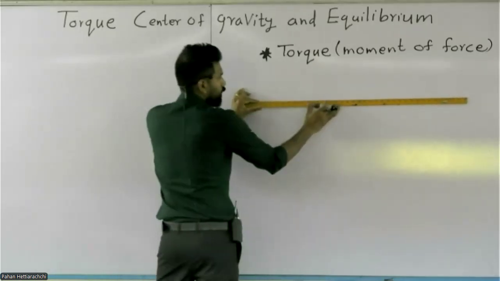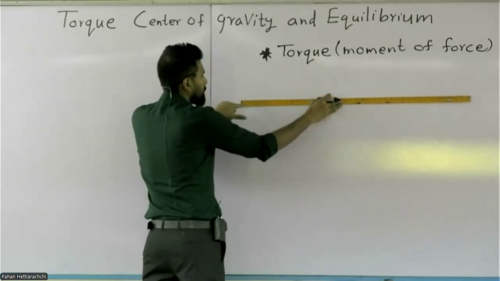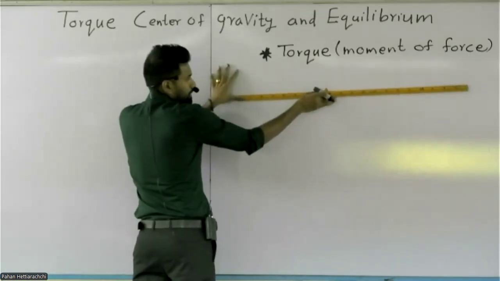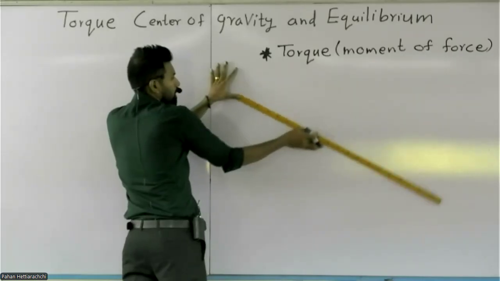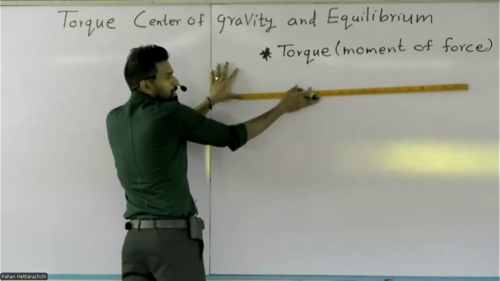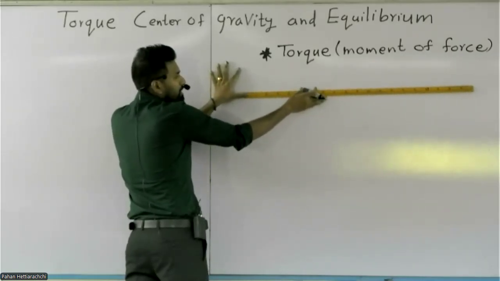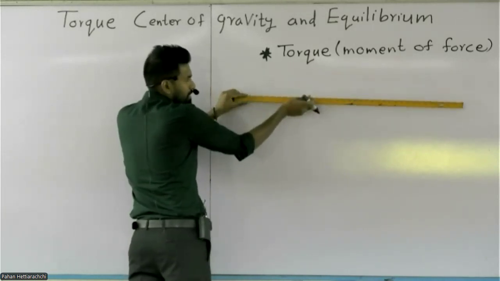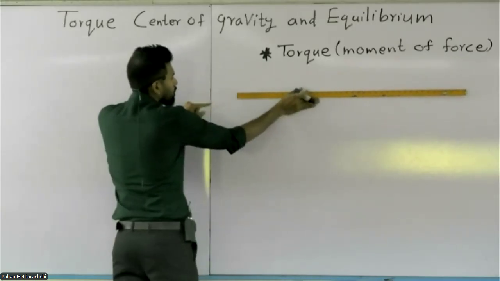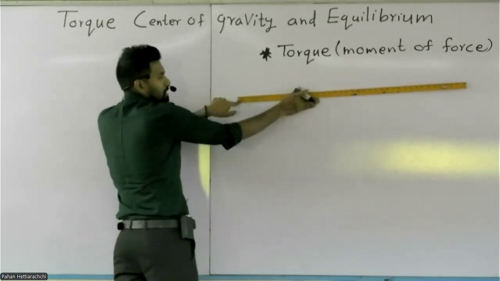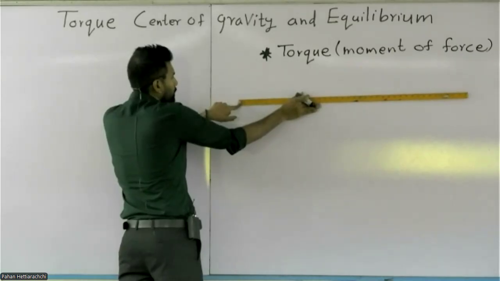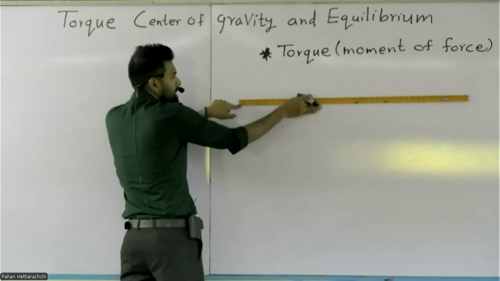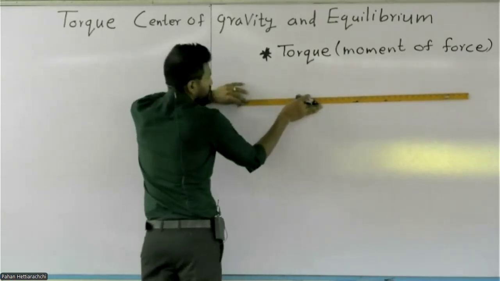Now, I have taken a meter ruler and this meter ruler is pivoted from this point. Let's assume that this meter ruler is pivoted from this point. What is pivoted? It's fixed in a manner where it can rotate. Okay, so this is pivoted.